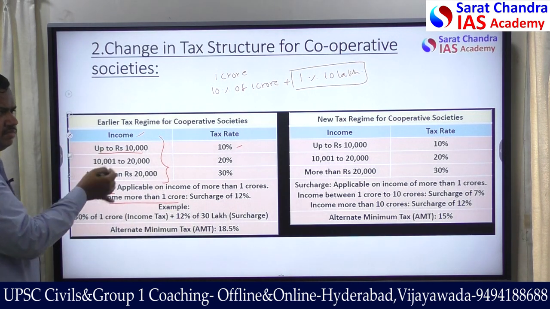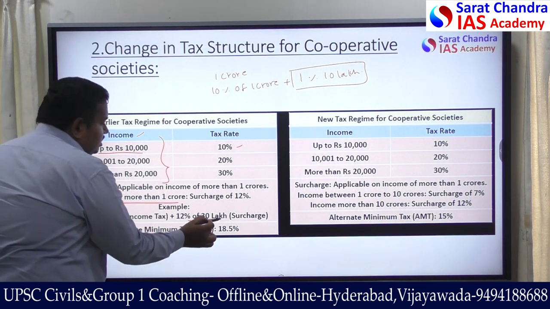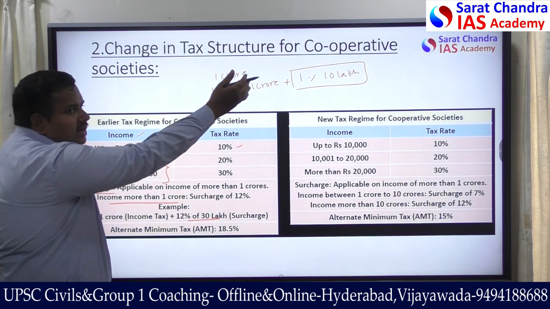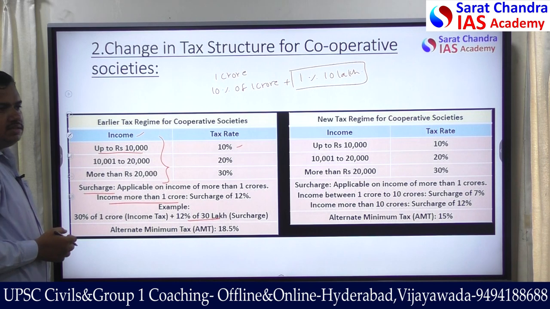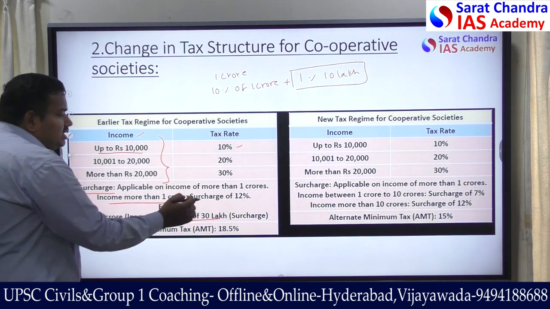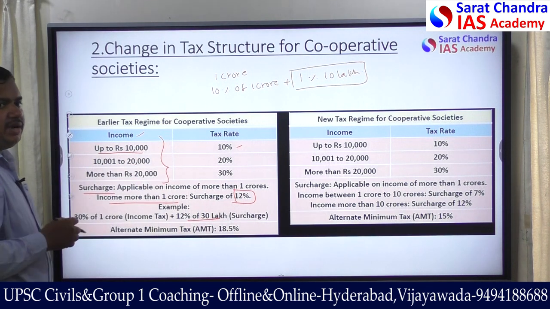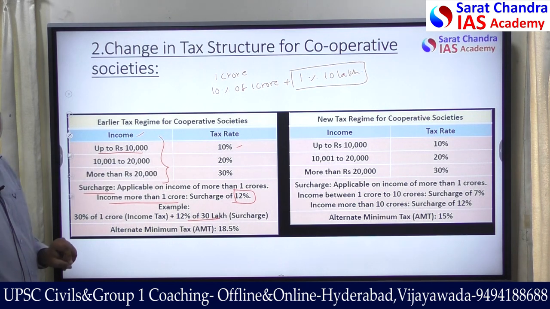Here I have given some similar example, 30% of 1 crore and 12% of 30 lakhs. There I have given 10%, that's why it became 10 lakhs. Here I have given 30%, that's why it became 30 lakhs. Okay. So currently what is the amount of surcharge before? That means before this year's budget announcement, it was 12% if the income is more than 1 crore.